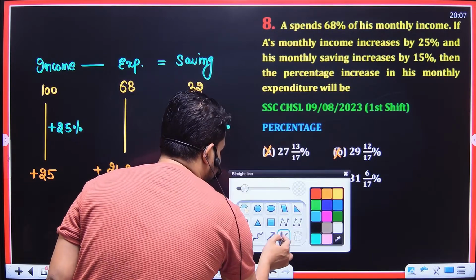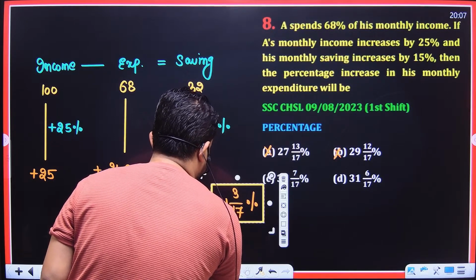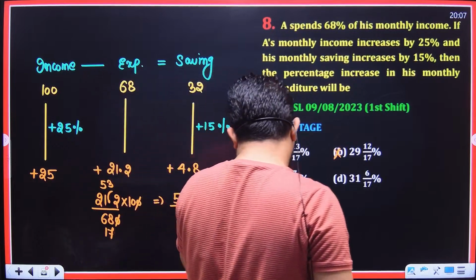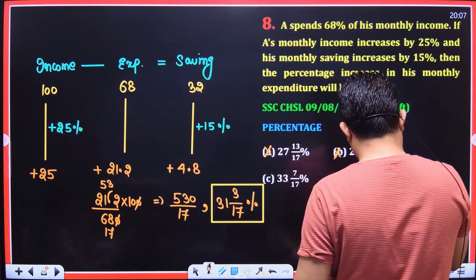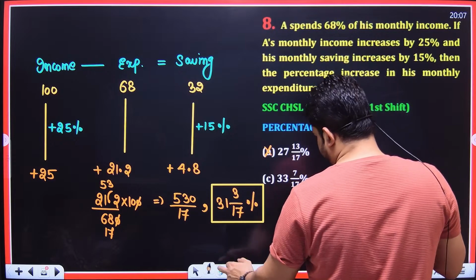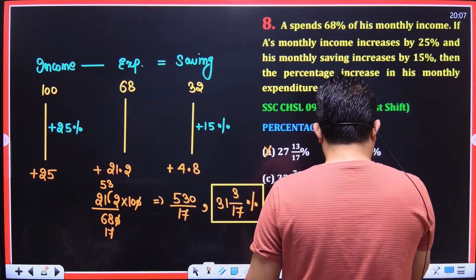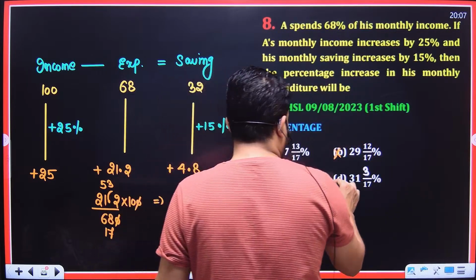We have to change it in options. This one is my correct answer. So 31, 3 by 17. I will check it once again. Next. This one is my answer. Next.